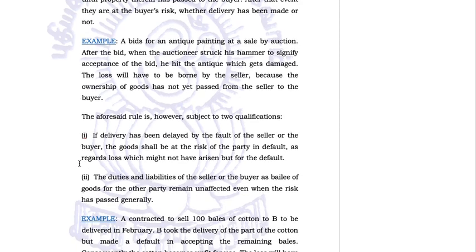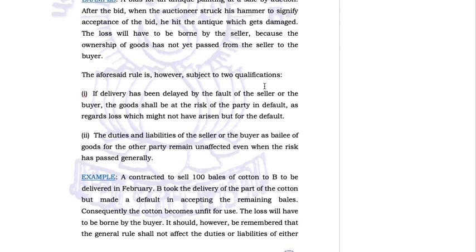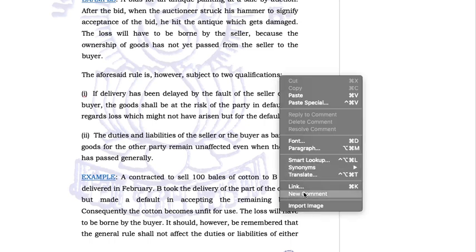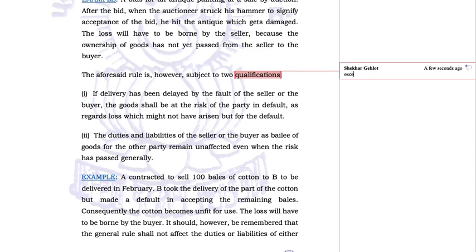The aforesaid rule is, however, subject to two qualifications. Two qualifications mean two exceptions. If the delivery has been delayed by the fault of the seller or the buyer, the goods shall be at the risk of the party in default as regards loss which might not have arisen but for the default. If there is some delay on the part of any person, then there is some risk.